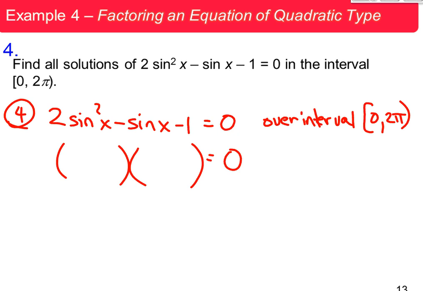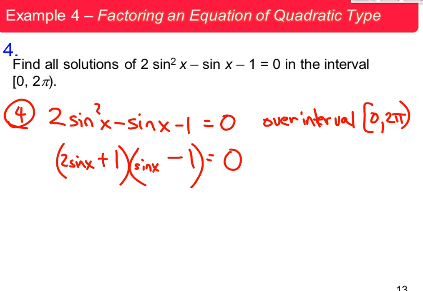So to get 2 sine squared, I'm going to take 2 sine x times sine x, and that'll give me 2 sine squared x. And to get the 1 in the back, I'm going to have 1 and 1. And since I want the middle term to be minus sine x, I want my 2 to be negative, and that'll be the outside terms. And so I'm going to put my negative there and my positive there. And then I'll just double check it.